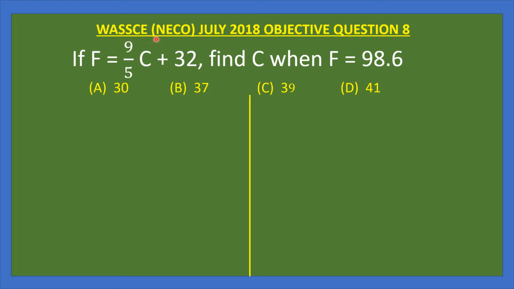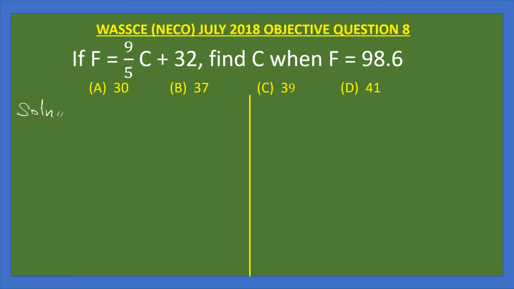West African Senior School Certificate, NECO, July 2018, objective question number 8. It says if F is equal to 9 over 5 times C plus 32, find C when F is equal to 98.6. It simply means make C the subject of the formula, then insert the value of F and get a final answer for C. The options are here, A, B, C, and D. So let's go straight in and solve it.